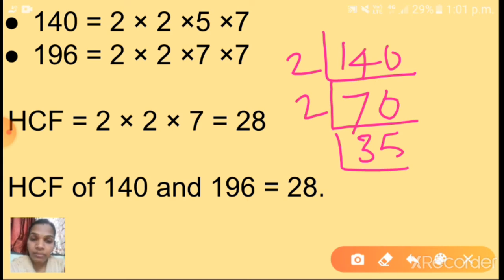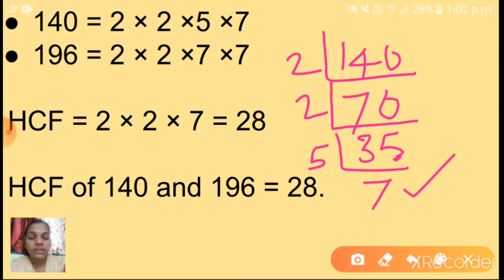This 35 will come in which prime number's table as a multiple? First, 35 is an odd number, so it will not come in 2's table as a multiple. So you have to check 3's table. 3 plus 5 is 8, so we can't divide 35 completely by 3 either. The next prime number is 5. Here the unit place is 5, so 35 will come in 5's table as a multiple. How many 5's are 35? Very good, 7 5's are 35. You know that 7 is a prime number, so we will stop now.